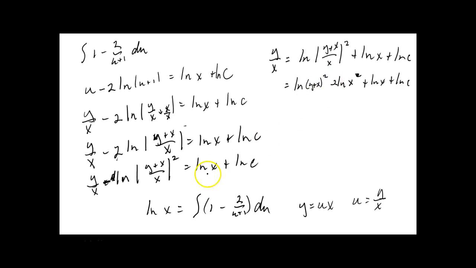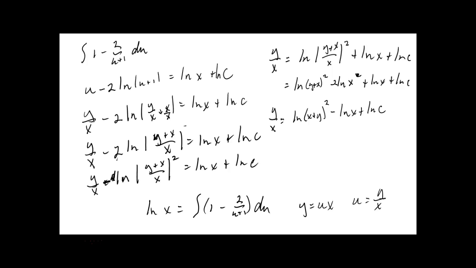Now, y over x is equal to log of x plus y, y plus x, it doesn't matter, squared, minus, and here's a minus 2 log x plus log x, so that's just minus log x plus log c. That's why I changed it back.